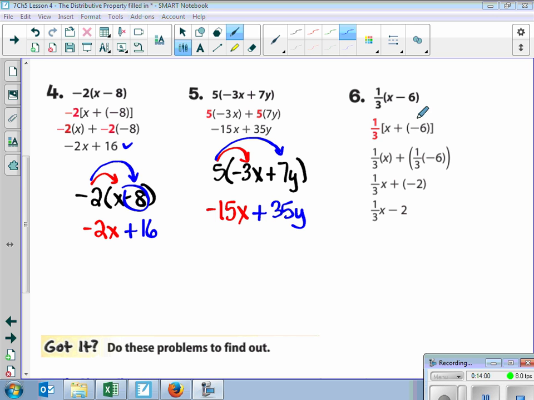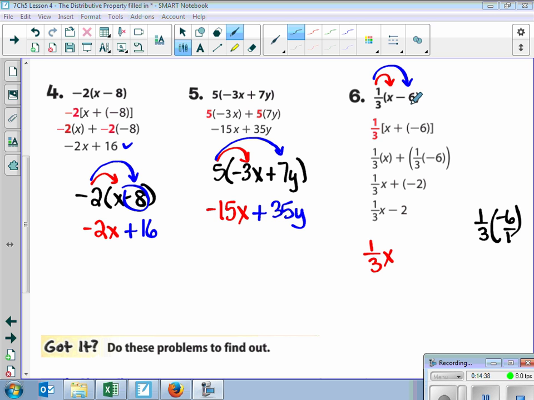So for example 6, we have 1/3 times the quantity x minus 6. So here you're just multiplying by a fraction on the outside. So we're going to multiply 1/3 times x, which gives me 1/3 x. And then we're going to take that 1/3 and multiply it times what kind of 6? Negative 6. So we're going to multiply 1/3 times a negative 6.